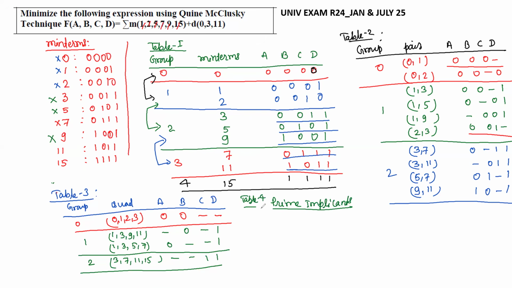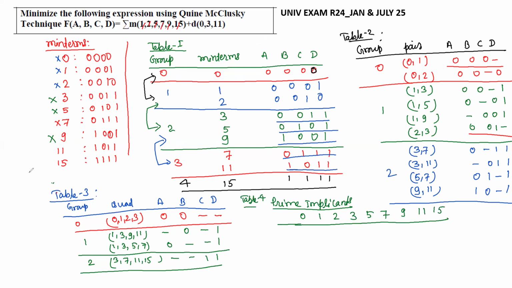So in the prime implicants, what are you writing? Here, A with 0 means A dash, B with 0 means B dash, C and D no need to write here. And the corresponding min terms given, those min terms we need to write. So the min terms are here: 0, 1, 2, 3, 5, 7, 9, 11, 15.